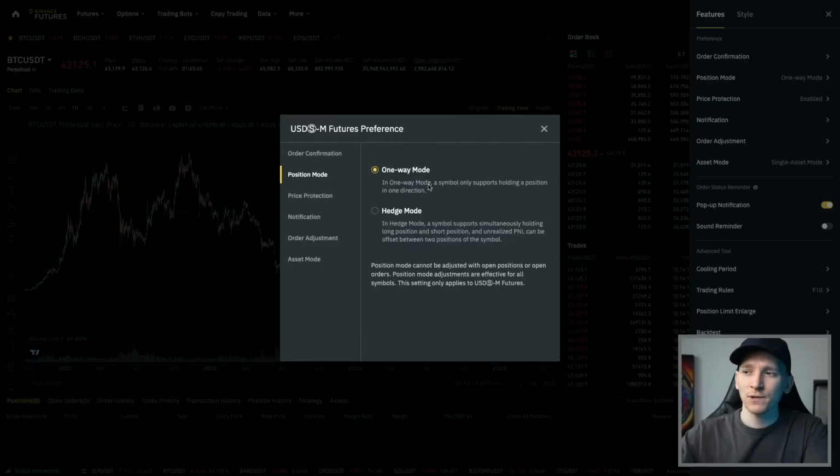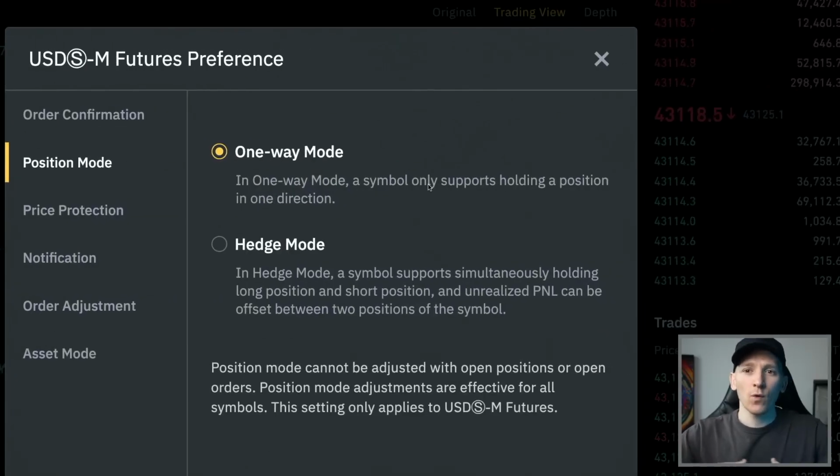One-way versus hedge. One-way mode only lets you open a position in an asset in one direction. So if you're $1,000 long in Bitcoin, and now you actually want to go short $500 of Bitcoin, you can't open a new position, but you can just close your long by $500. That gets you net in the same position, which is $500 long.